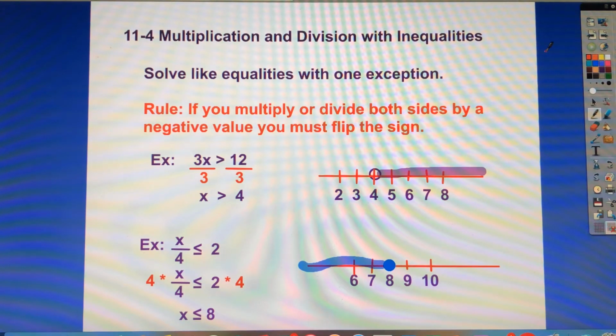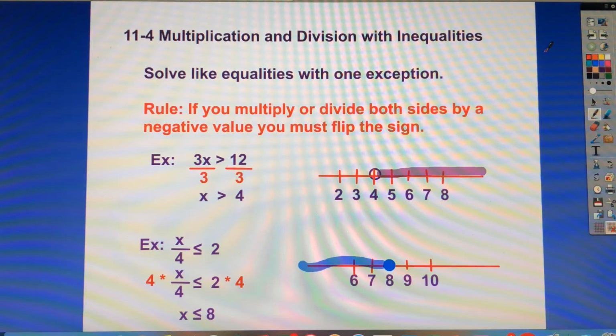Examples. 3x is greater than 12. I need to isolate the x, so I divide both sides or all terms by 3. I get x is greater than 4. Perfect. 3 was not a negative value. I did not need to flip the sign. Open circle at 4, shade to the right.